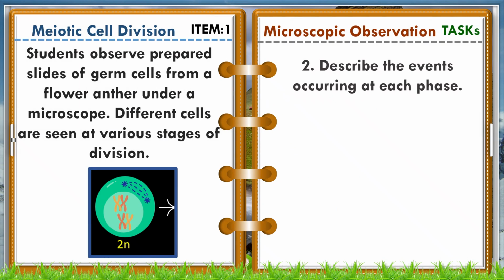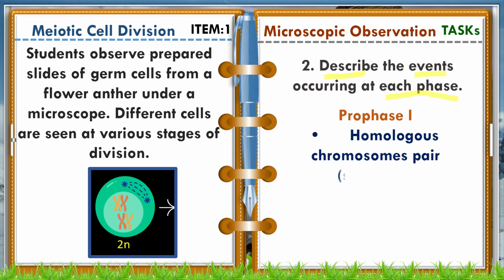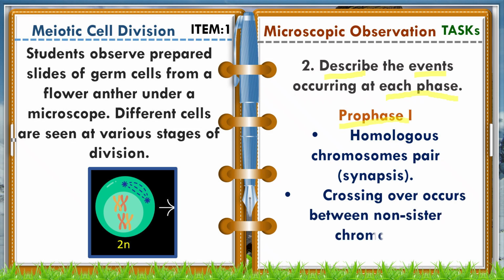Number 2, describe the events occurring at each phase. We are starting with the phase we call prophase, this phase here. And what is happening? The homologous chromosomes pair up, what we call synapsis.